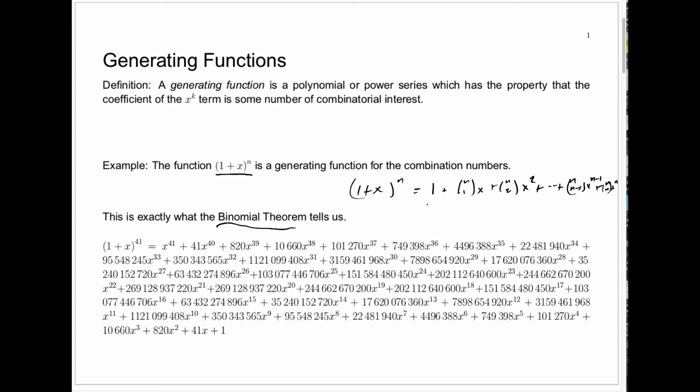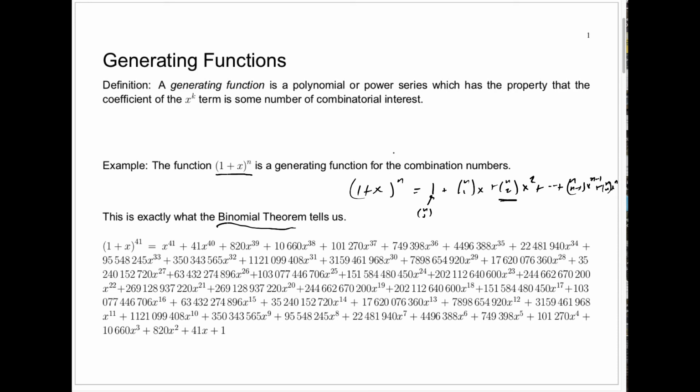This one I should have written as n choose 0. So that if you look at the power of x squared, for example, the coefficient on that second power of x is precisely n choose 2. The coefficient on x to the kth power is n choose k. So this function, we say, generates these combination numbers.